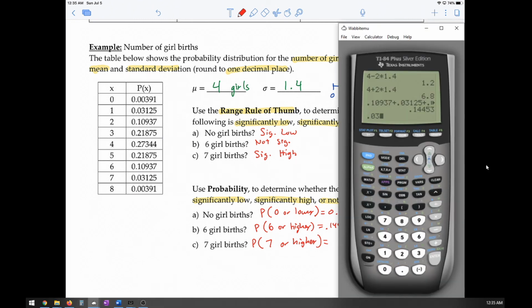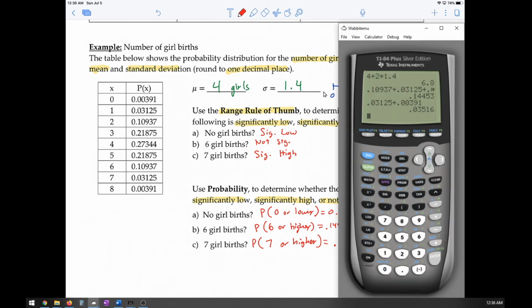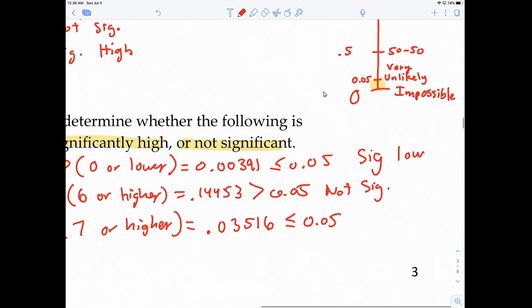So 0.03125 plus 0.00391, and we get 0.03516. Just double check. Yep. Okay, so clearly this is less than or equal to 0.05, right? Which means that it's significant.